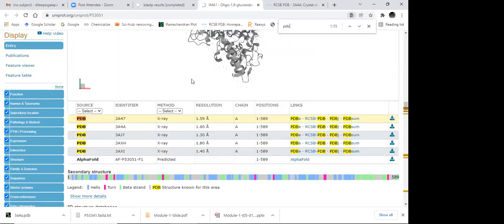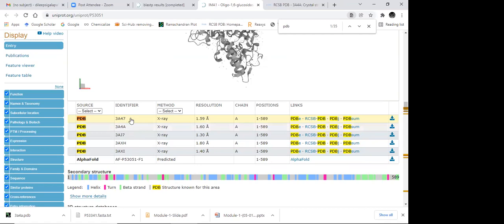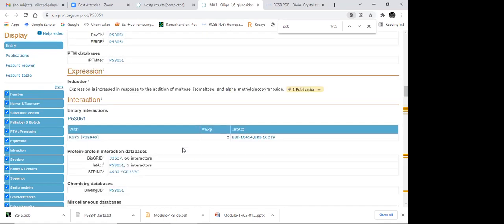Here you can see PDB IDs for the particular isomaltase enzyme, that is 3A4A. Here you can see 3A4A, 3A47, 3AJ7, 3AX6, 3AX1. These are different PDB IDs related to the isomaltase enzyme. I have tried with 3A4A, 3A47 and others, and we got the best results for 3A4A. It has a resolution of around 1.60 angstrom units. And now we are using that PDB ID as a template.